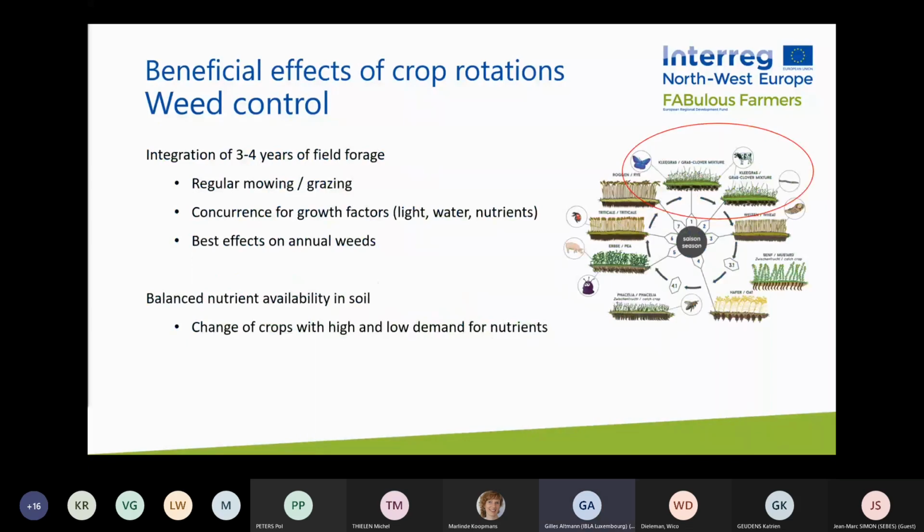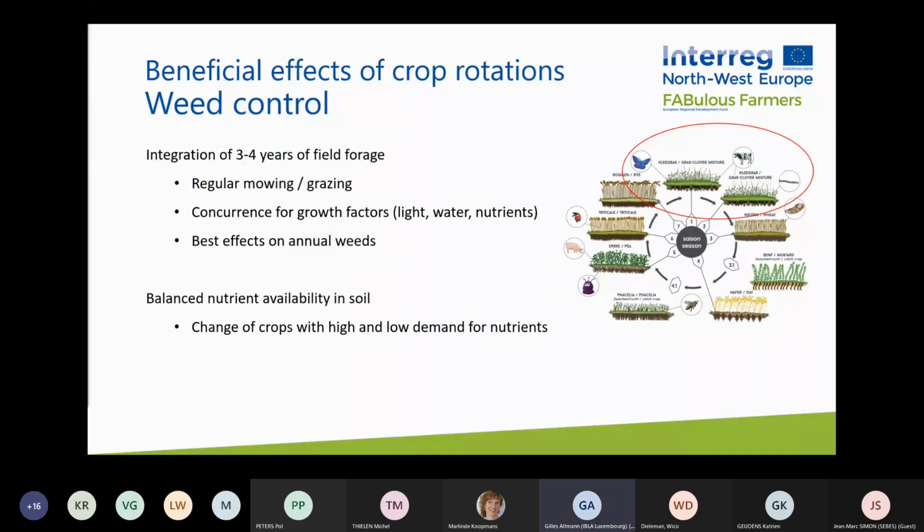So another point for weed control is that we can integrate temporary grasslands with grass, clover, or alfalfa mixtures, in an optimal way for 3 to 4 years. And this has a positive effect because we have a regular mowing or grazing, and a high competition for growth factors like light, water, and nutrients. And this is a fact that enables us to starve weeds and to reduce their pressure. And here, the best effects can be seen for annual weeds.